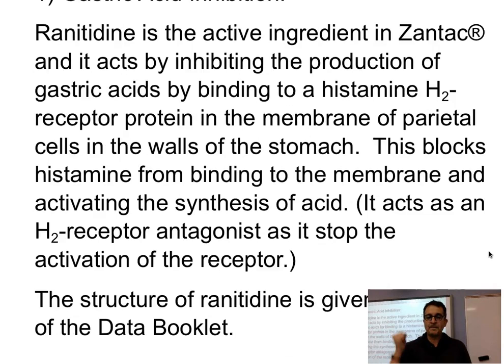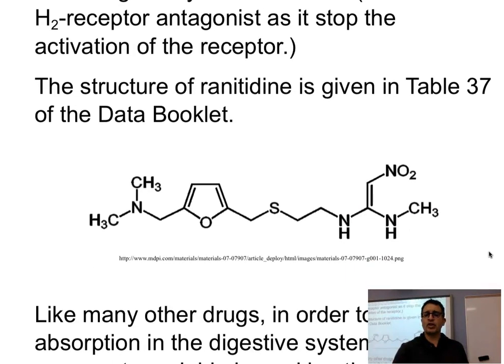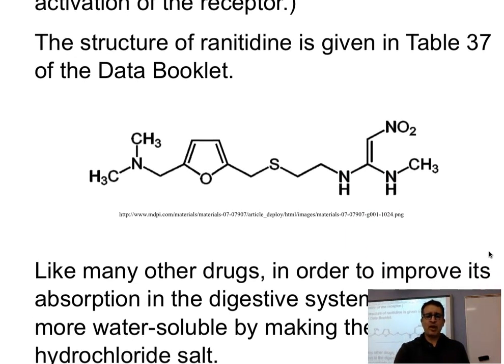Now here we have the structure of ranitidine. It's a pretty interesting looking molecule.